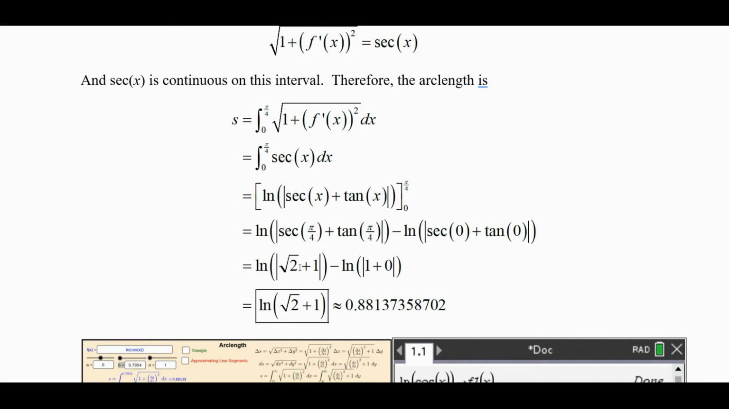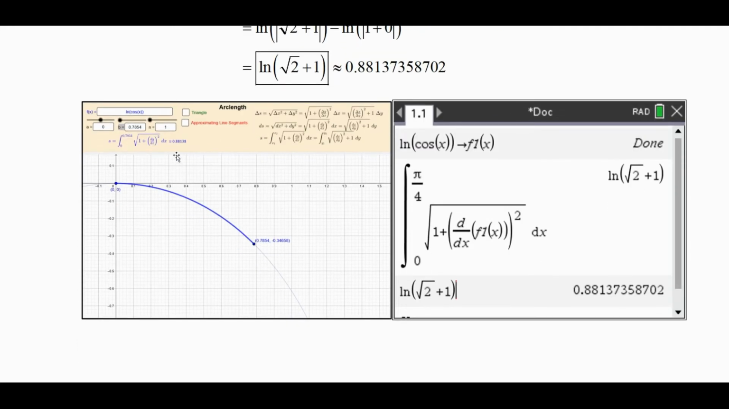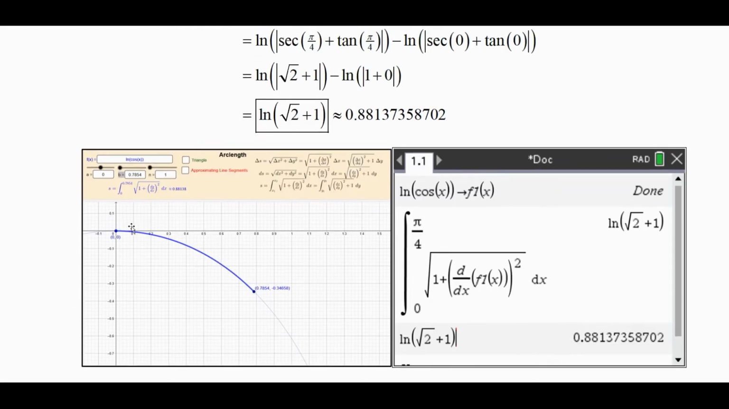The square root of 2 plus 1 is positive, so I can drop the absolute value. And our final answer for the exact length of that curve is the natural logarithm of the square root of 2 plus 1, or approximately 0.88 as we plug that into the calculator. There are more digits there. So here's a picture of it using my Arclength GeoGebra app. So you can see that there, and there's the decimal approximation there.